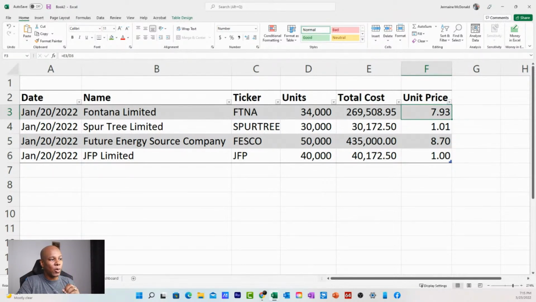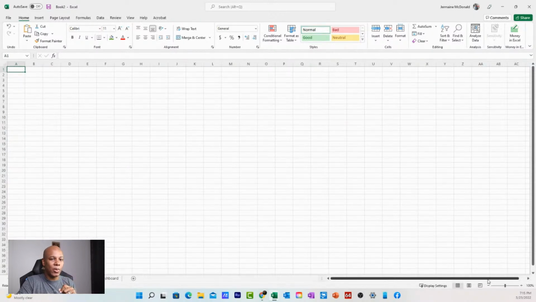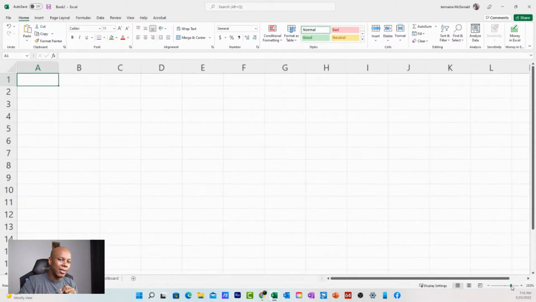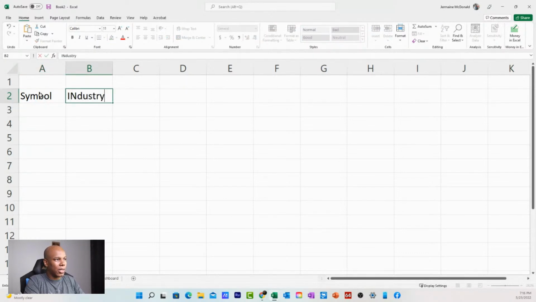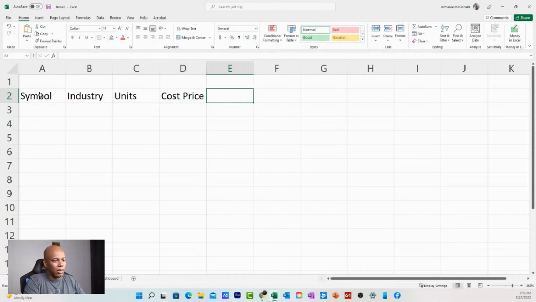Now we're going to build out the portfolio tracker now. That's what we're going to do next. I'm going to zoom in again so that you can see this one very clearly. So now I'm going to build out the fields that I need for the tracker. All right, so I'm going to start again with the symbol. I want to track industry, so I'm going to use industry here. I'm going to get the number of units. I'm going to get cost price. And that's that, actually unit price is what I want to use here, because that's what we have it as. My total cost.